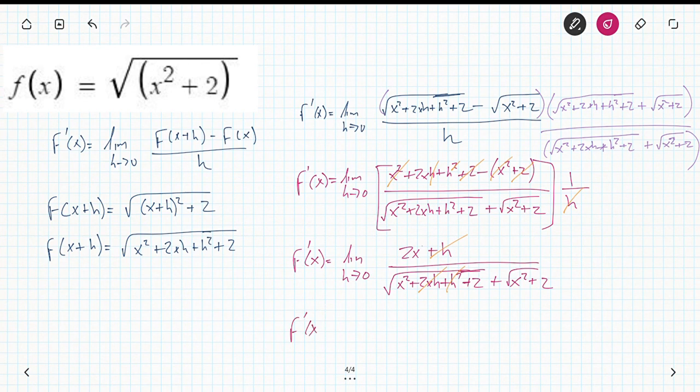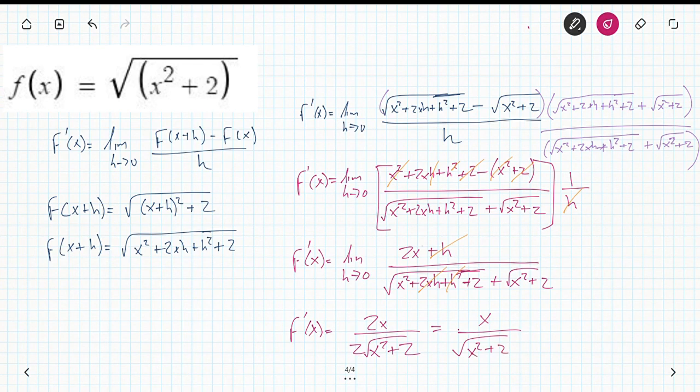f prime of x equals the limit as h, oops, I don't have to write that again. Okay, sometimes I become a beast of habit. So it's going to be 2x over 2 times the square root of x squared plus 2. Okay, so simplify that a little more. f prime of x equals x over the square root of x squared plus 2.